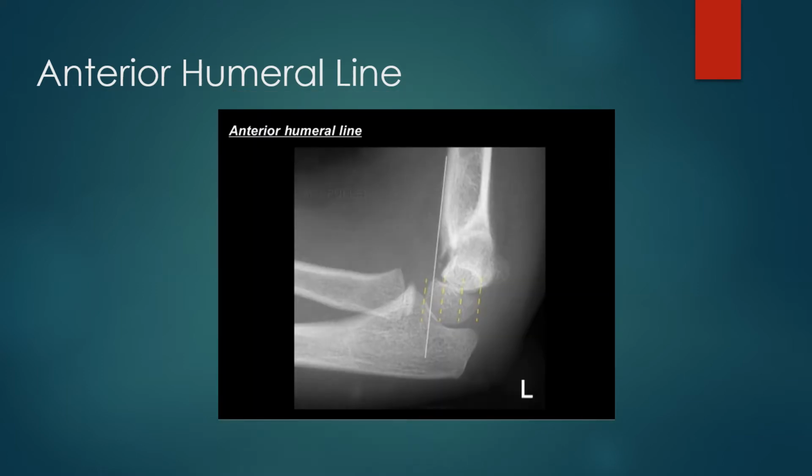If this line passes anteriorly through the anterior third of the capitellum, it suggests a supracondylar fracture and posterior displacement of the capitellum. On this image, lines are already drawn on the capitellum to divide it into thirds. Here you can see how the anterior humeral line intersects with the anterior third of the capitellum. You can then clearly see the posteriorly displaced fragment as well.